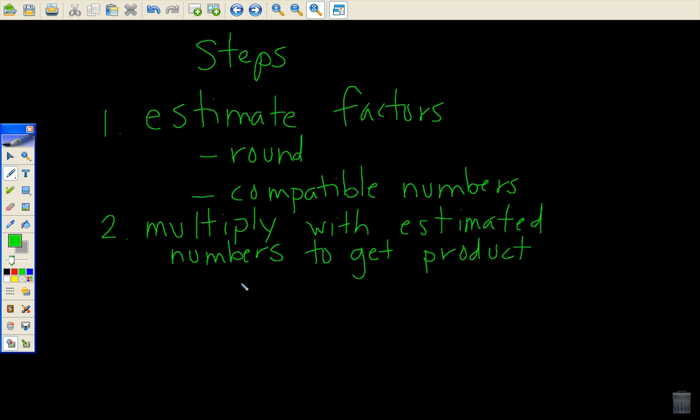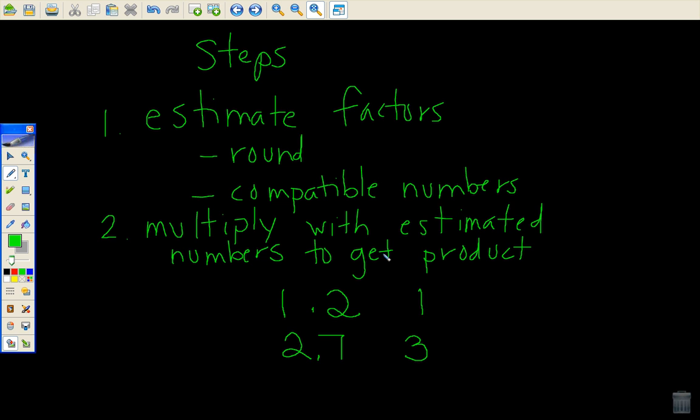Say, for example, one of my factors is going to be 1 2/10. If I were to round that to the nearest whole number, I would say that is going to be rounded to a 1. And then if my other factor were going to be 2 7/10, then I would round that to the nearest whole number, which would be a 3.